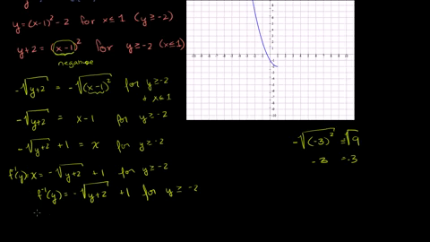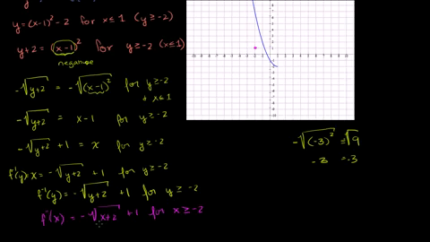So we could write f inverse of x, and I'm just renaming the y here, is equal to the negative square root of x plus 2 plus 1, for x is greater than or equal to negative 2. And if we were to graph this, if we start with x equal to negative 2, this is 0. So the point negative 2, 1 is going to be on our graph.